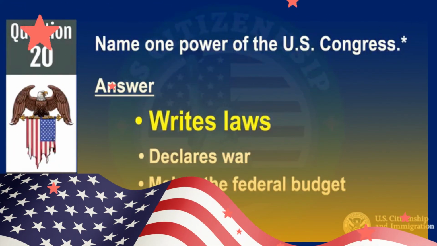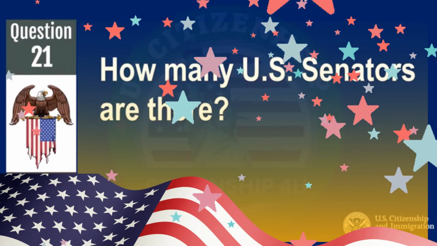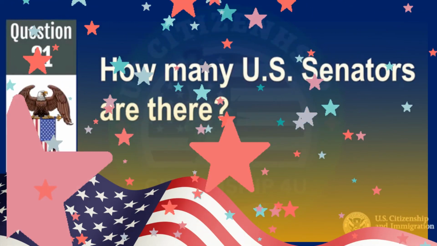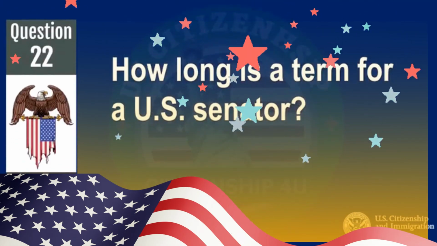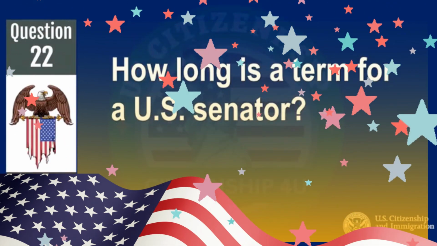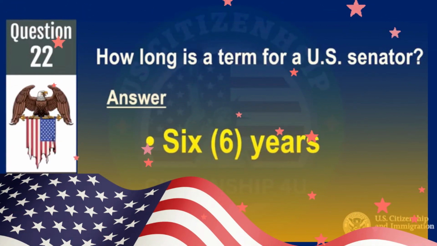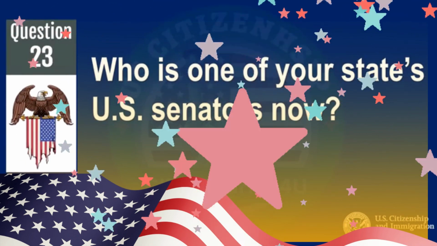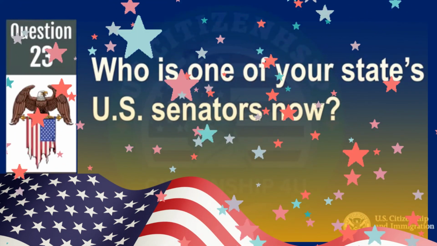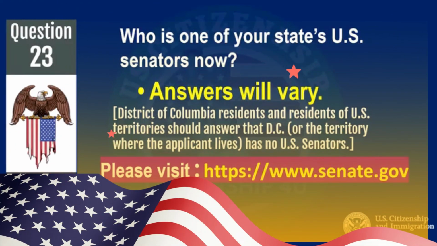Writes laws. How many U.S. senators are there? 100. How long is a term for a U.S. senator? 6 years. Who is one of your state's U.S. senators now? Answers will vary. Please visit.